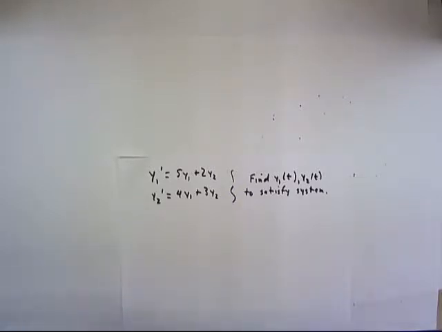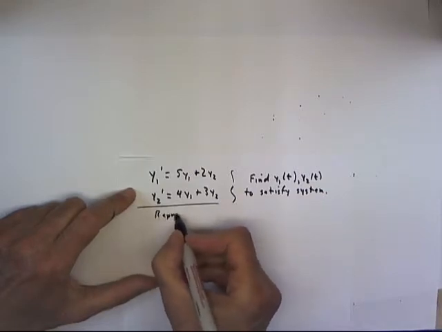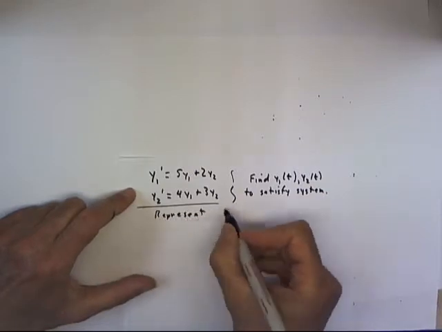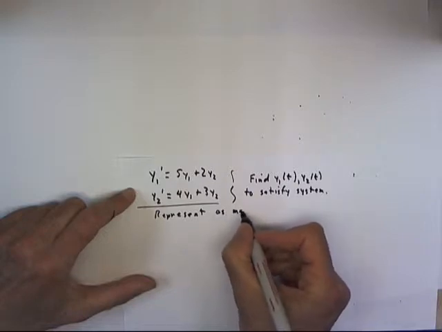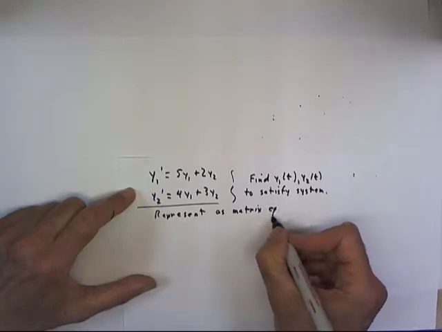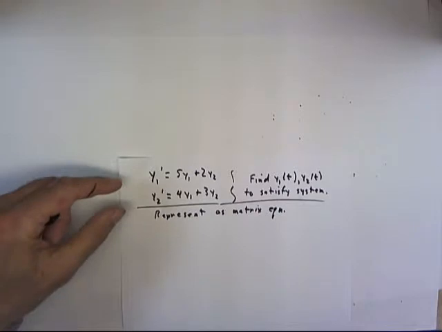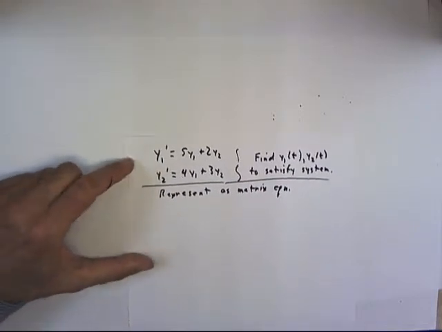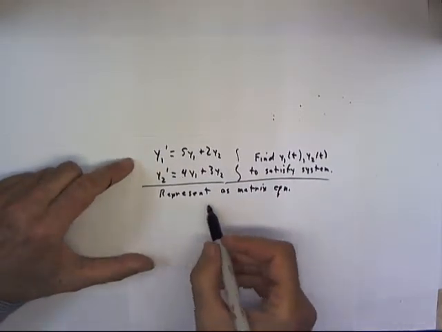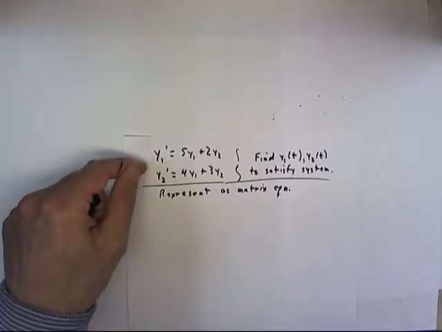The first thing we do with an equation of this form is represent the system as a matrix equation. Now that's something you should be familiar with from solving simultaneous equations in algebra class. So to represent this as a matrix equation, I'm going to pause the camera here and write down the matrix equation that corresponds to this.